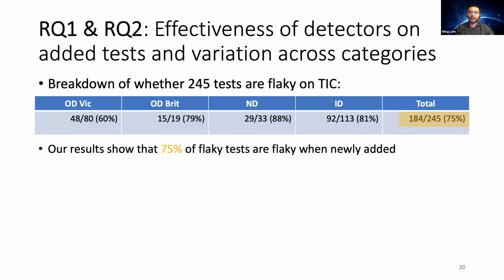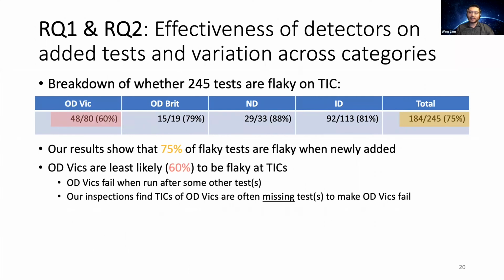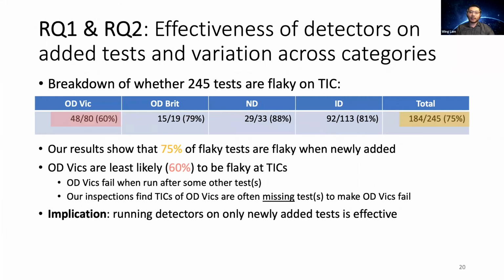What's particularly relevant here is our results show that 75% of flaky tests are flaky when they are newly added. We also find that order-dependent victims are the least likely to be flaky at test-introducing commits. Our manual inspections find that these test-introducing commits of order-dependent victims are often actually missing the tests that would actually cause the order-dependent victim to fail.